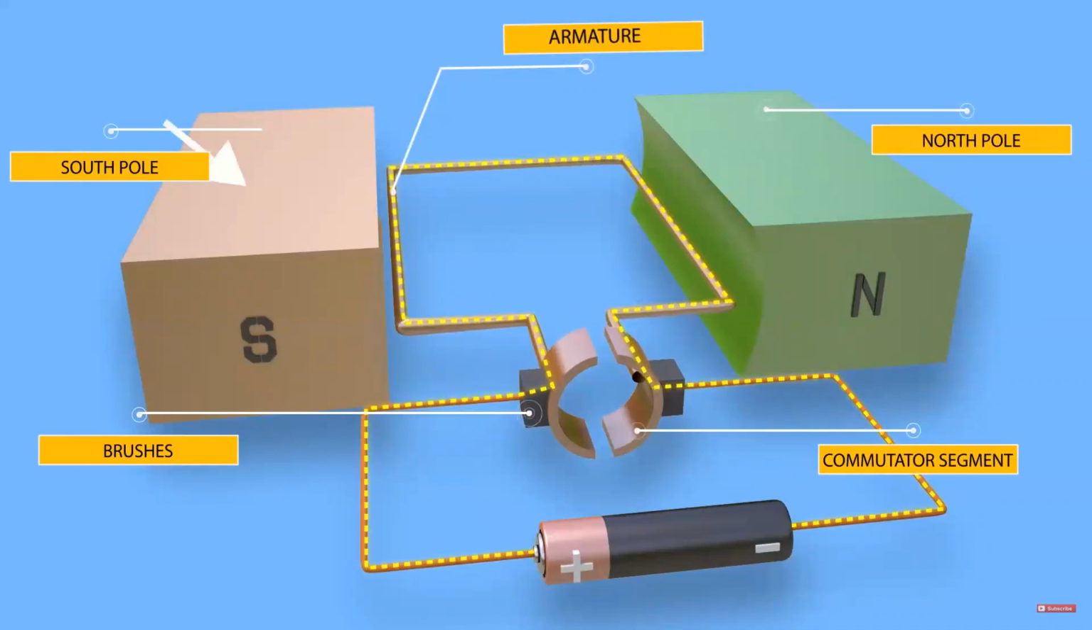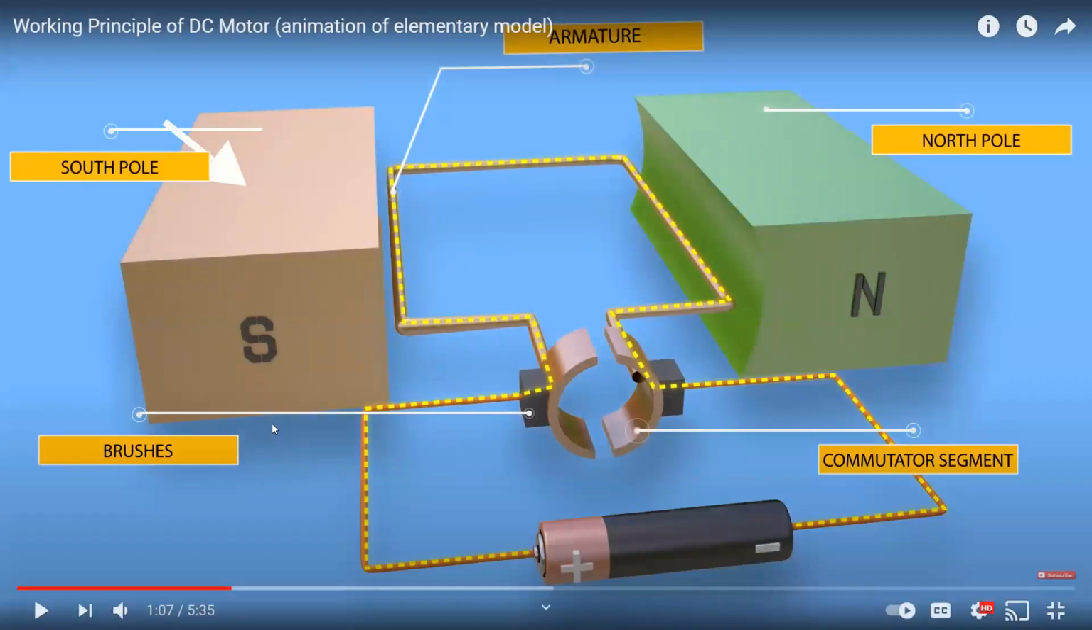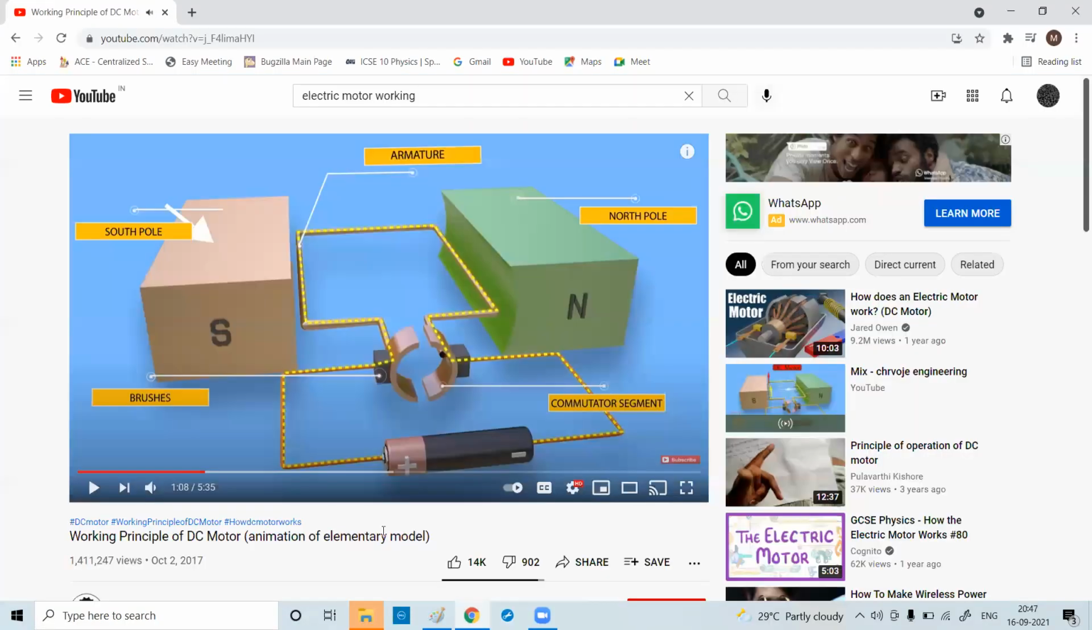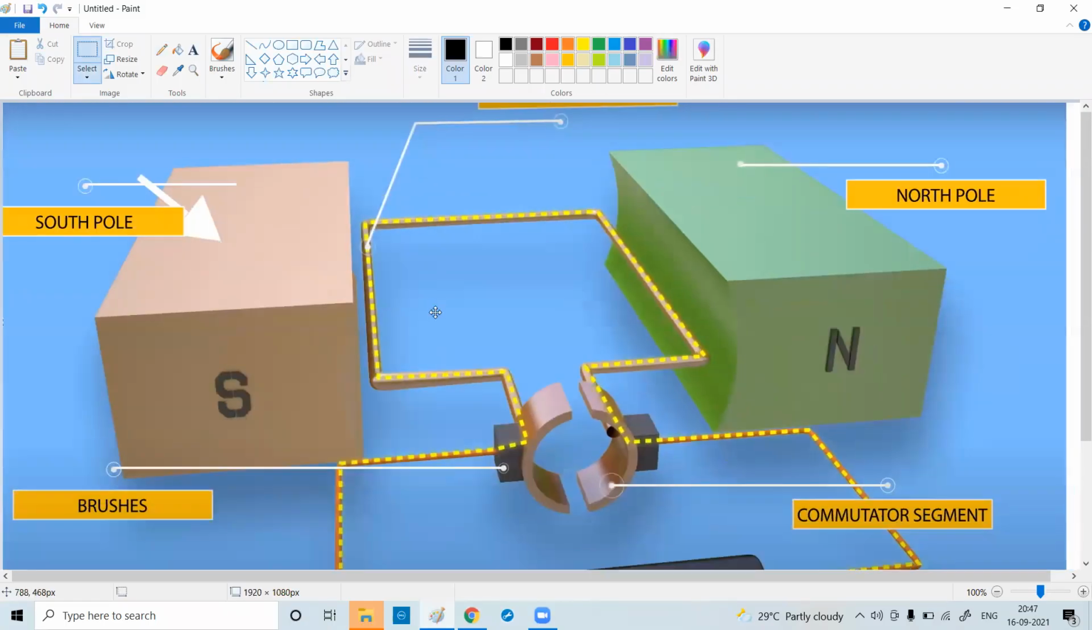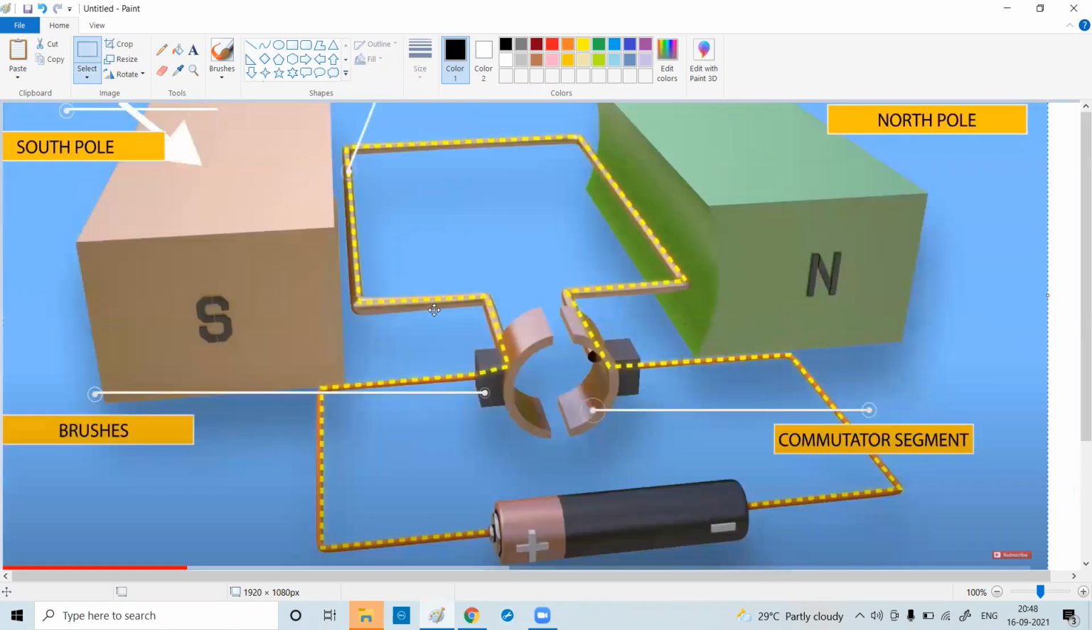As we see in the model, the north pole of the magnet is placed here. So what do you see? This is a north pole, this is a south pole. And can you see a circular object? Yes, sir. What is the circular object? It is called the commutator. What is a commutator, and what does it do?